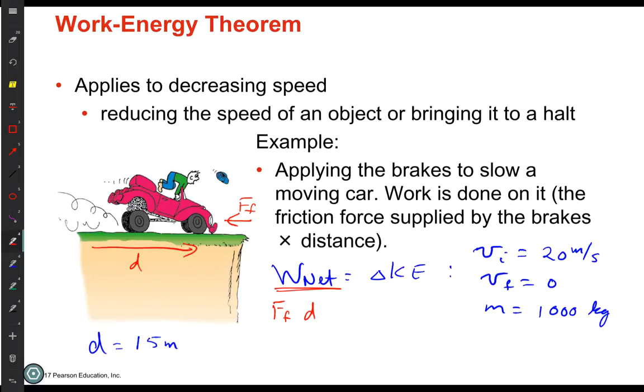Normal force? Work is force times distance parallel. This distance is what we call anti-parallel. Instead of being the same direction as the force, it's the opposite direction. And so that changes the sign. It makes it a negative. And that makes sense because we're taking away energy.